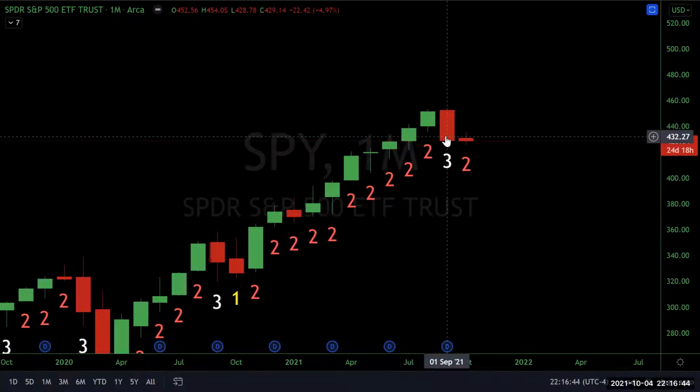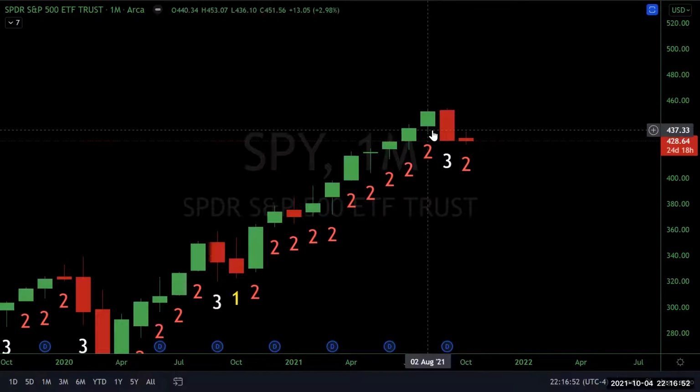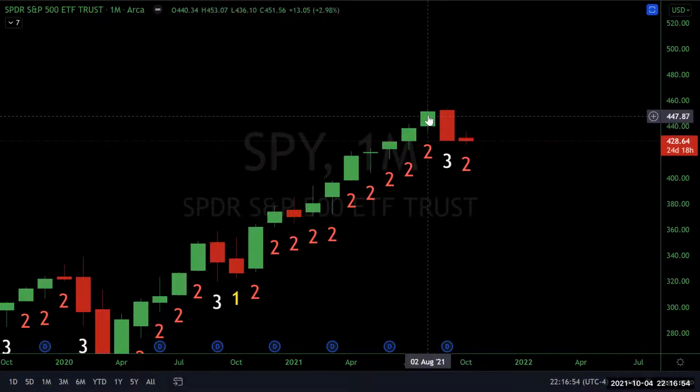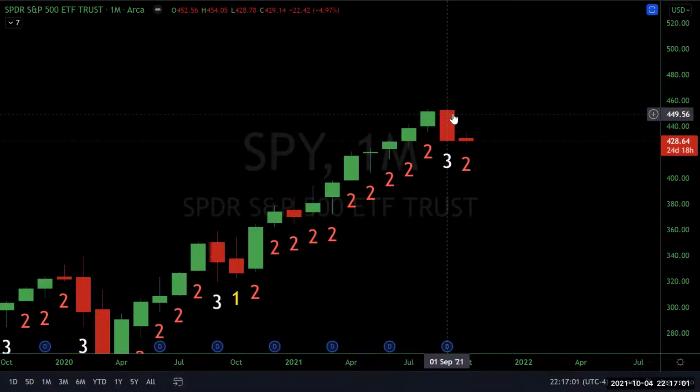Same thing over here. We had one in September. This is a monthly chart, so each bar is a month. In September, we had a one bar rev strat to the downside. Let me see what the high on this is. 453.07, and the high on this is 454.05.